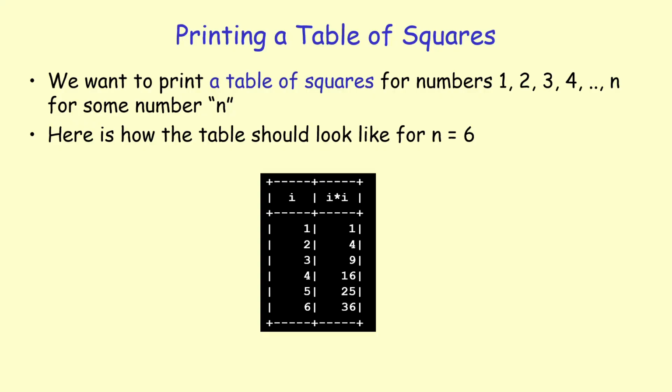Let's now move on to a new example where we would like to print a table of squares. Assume that you prompt the user and get a value of n and print a table like this, where you print the values from 1 to n, which is, remember, n is equal to 6 in this example. So we have 1, 2, 3, 4, 5, 6. And on the right hand side, you print I times I. So 1 times 1 is 1, 2 times 2 is 4, 4 times 4 is 16, and 6 times 6 is 36. Assume you would like to print this table.